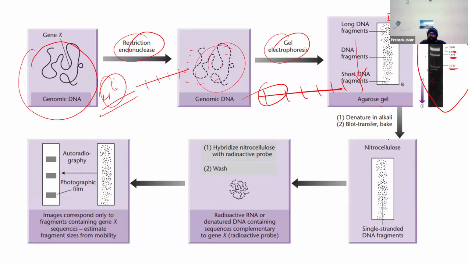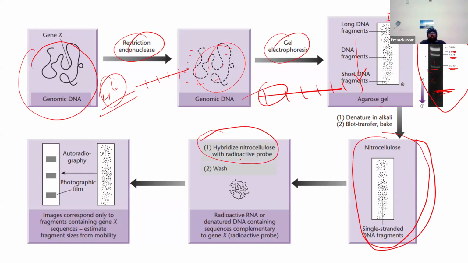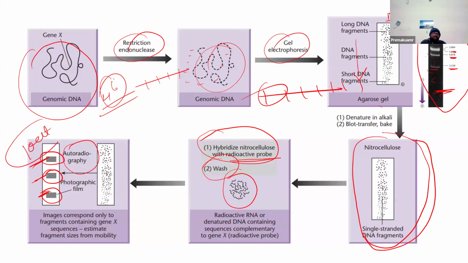Then you should do Southern blotting. You should shift all the DNA present in the gel to the nitrocellulose membrane. Then you should hybridize with the radioactive probe. I hope everyone understood what a probe is. Then you should wash, then fix it, then go for autoradiography. Then you will visualize which locus your variation is present at. This is the overall protocol if you are running an RFLP marker.